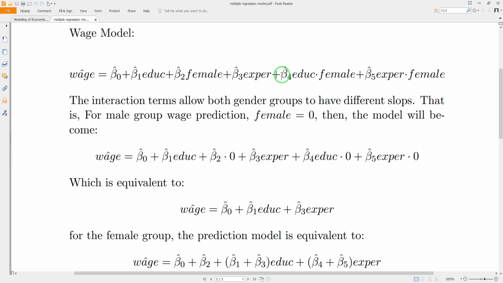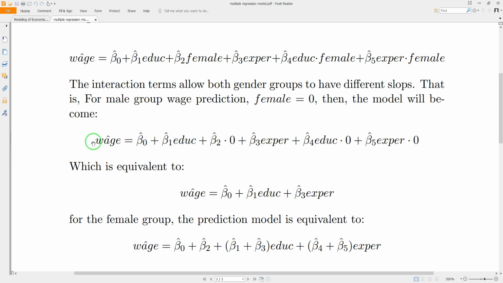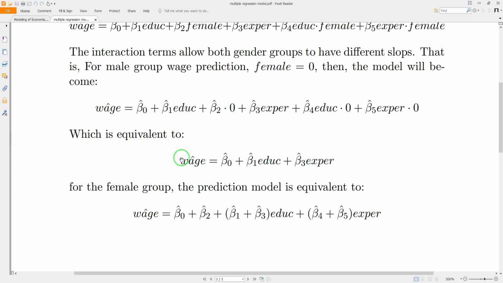The reason you see here is that this treatment allows both female and male to have their own prediction model. So for example, if we're predicting a male, their female variable should have a value of 0. In that case, all of those terms are 0, so this will become the effective prediction model for the male. Within the male group, when you do the prediction, a male with the same level of experience but whose education is different by 1 year, this is going to be the amount of difference in their wage.